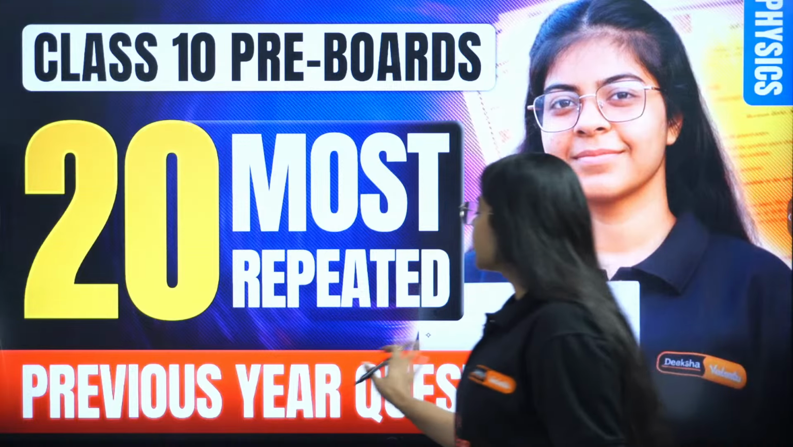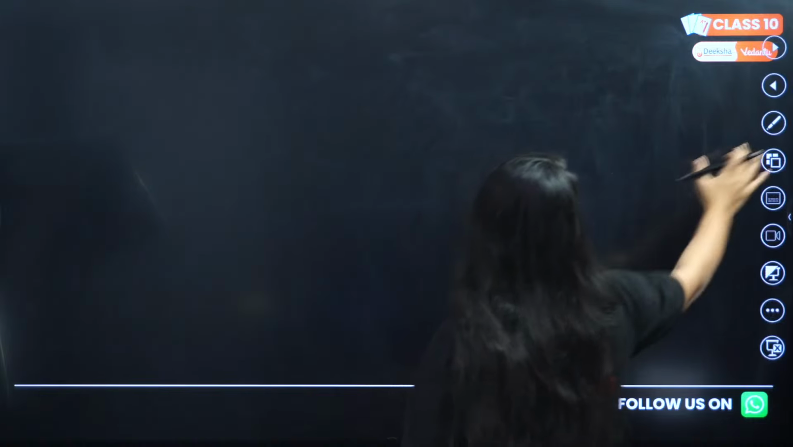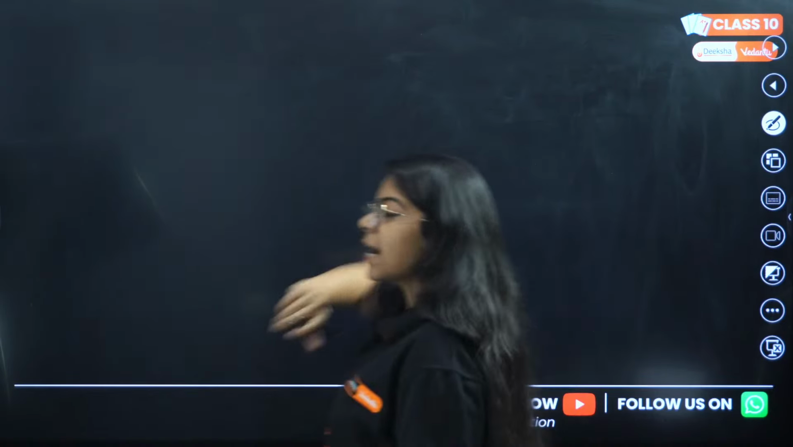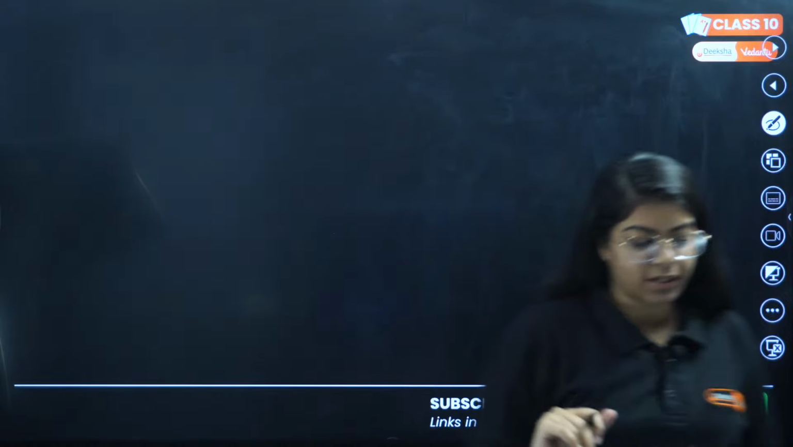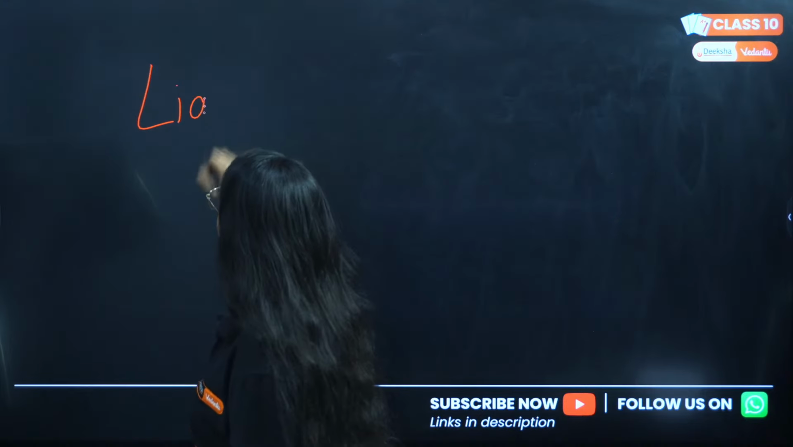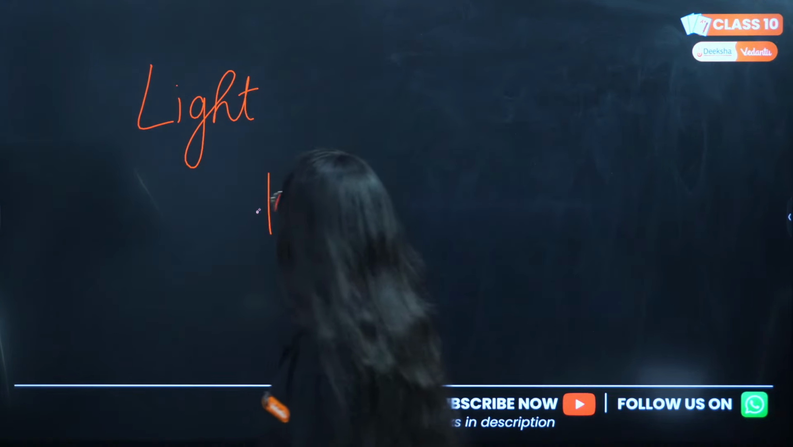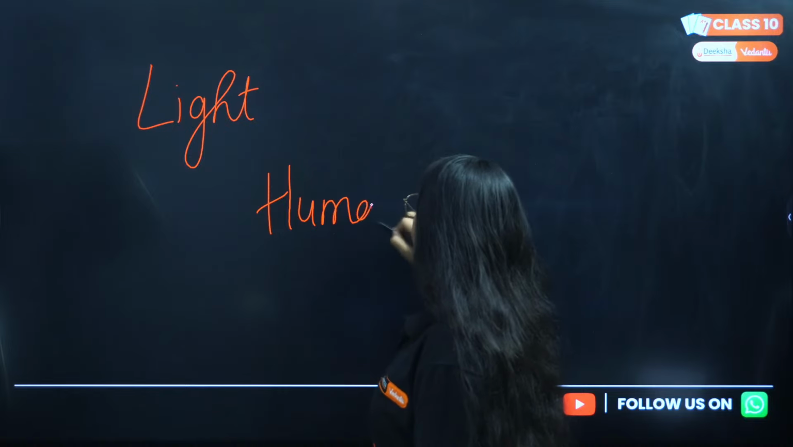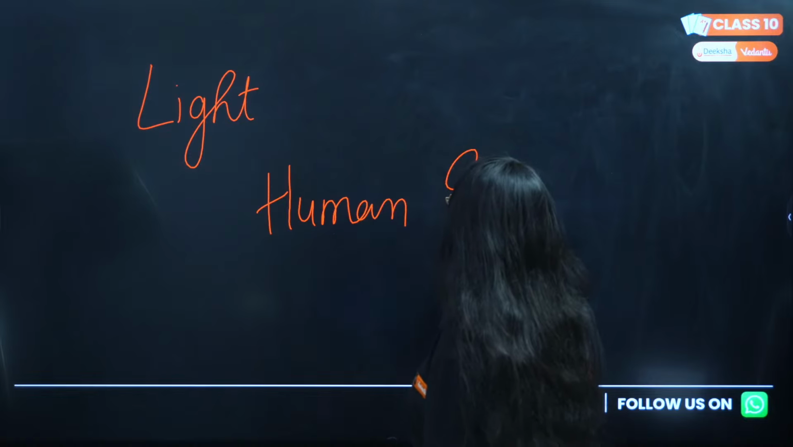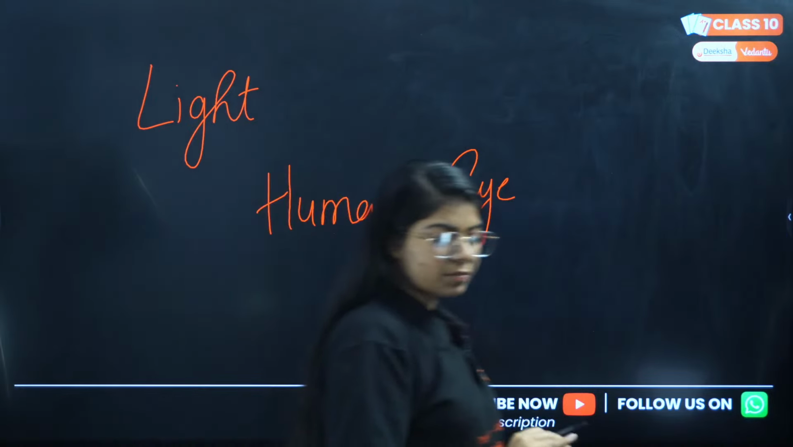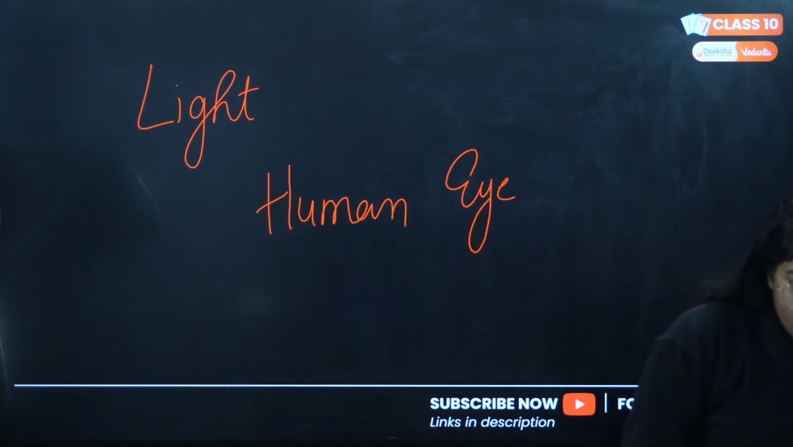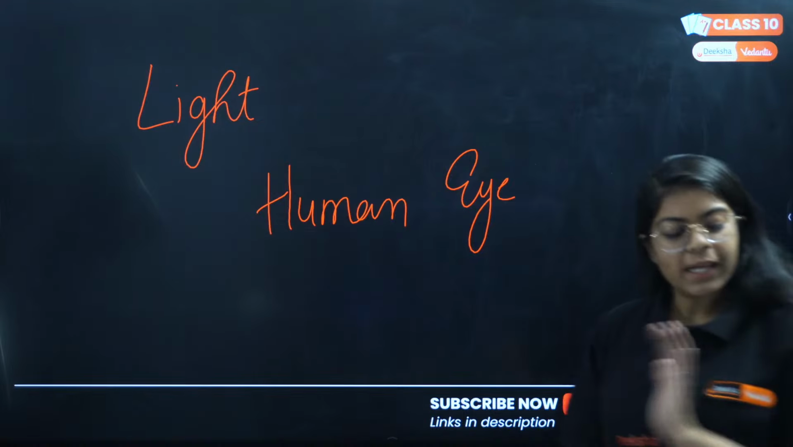Okay, so in today's live we are going to see two chapters. In last live we saw electricity and magnetic effects of electric current. Now in today's live we'll see the chapter light and the human eye. We'll see the most repeated PYQs from these two chapters. Hello Banti Kushwaha. Okay, let's start the live.